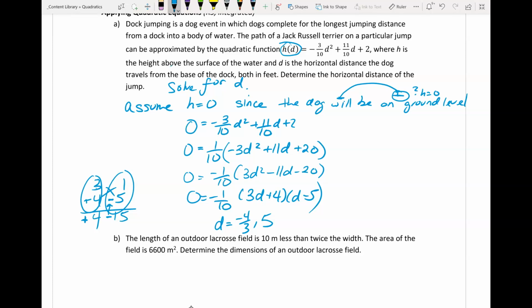Now to think about what we're actually solving for. This is a distance. So a negative distance doesn't really make much sense with our context. So we're only going to take d equals 5, which is a positive distance. And this was in feet according to our original question. Right there, in feet.